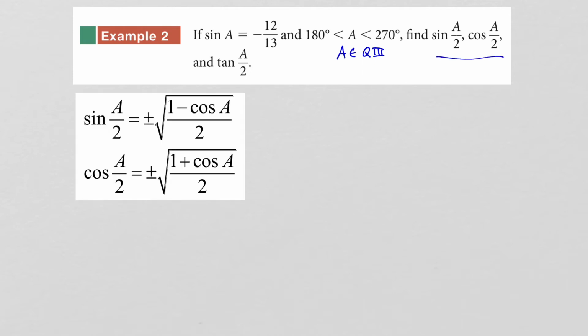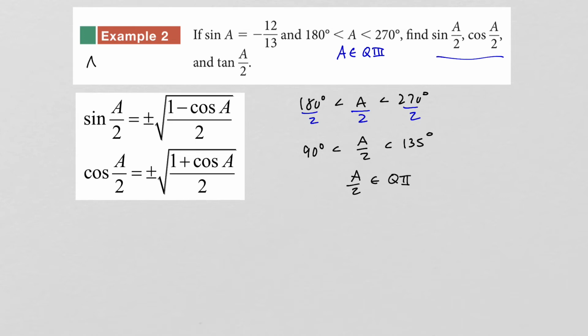And remember, the first thing we need to do is determine whether we're using positive or negative. So you got to be careful here because A is in quadrant 3, but a over 2 is not in quadrant 3. So we need to know where is a over 2. So if angle A is between 180 and 270, we can divide all of these by 2 to figure out that the angle A over 2 is between 90 and 135. And that means that A over 2 belongs to the second quadrant.